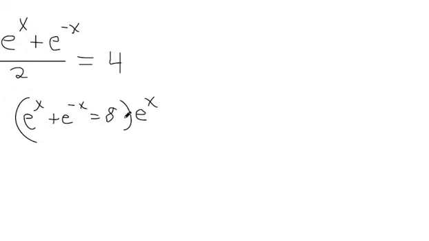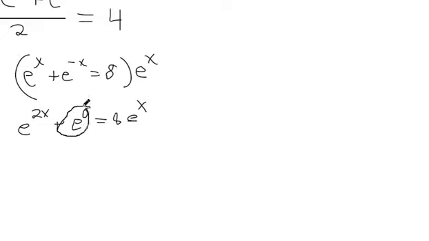The reason why that's going to help is because e to the negative x times e to the x, these powers add up to make 0, right? So this is going to be e to the x plus x makes 2x. This is going to be e to the negative x times e to the x. The powers add up to make 0. Sorry, that's e to the 0, which will be 1. I don't want to jump over a step though. This is 8 times e to the x over here. Okay, so this is 1, right?